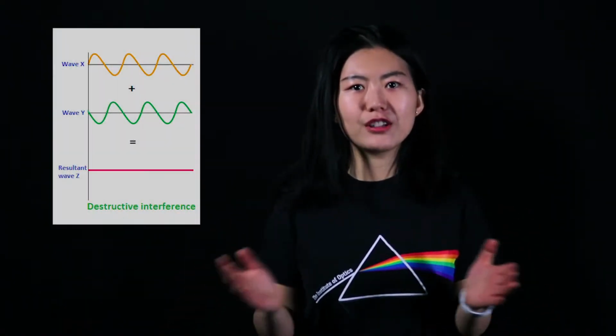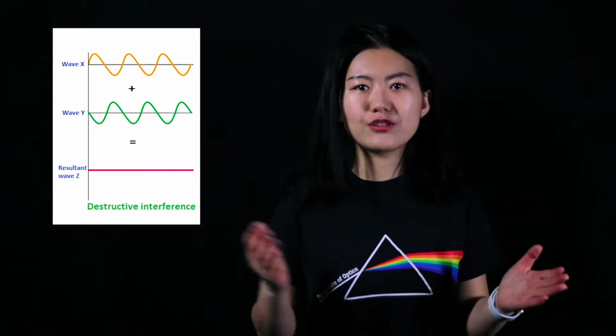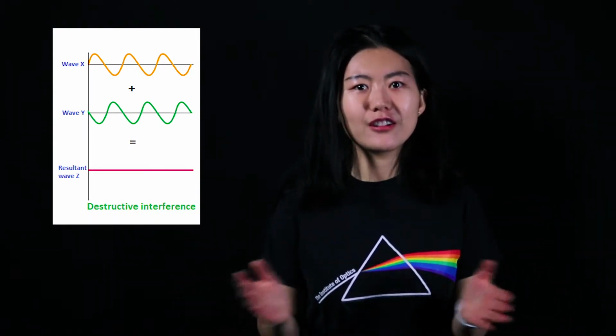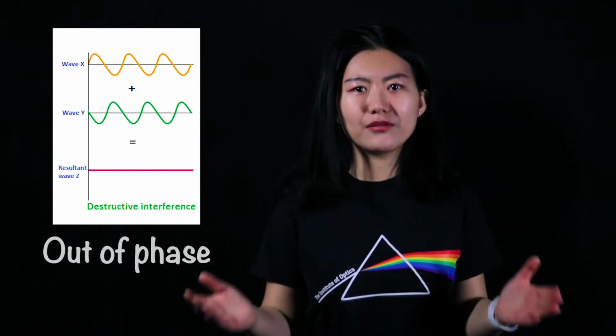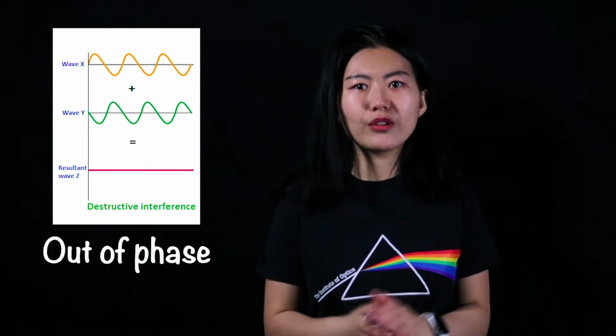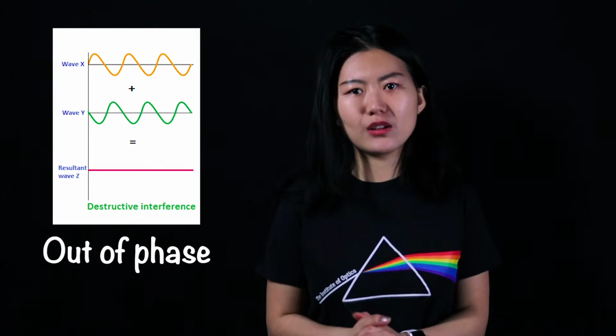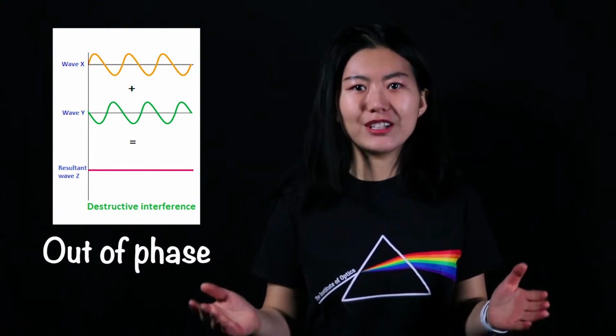But for destructive interference, the peaks align with troughs, so they cancel out each other. Here, these two waves are out of phase. So the resulting wave will have smaller amplitude than each single wave, which is called destructive interference.